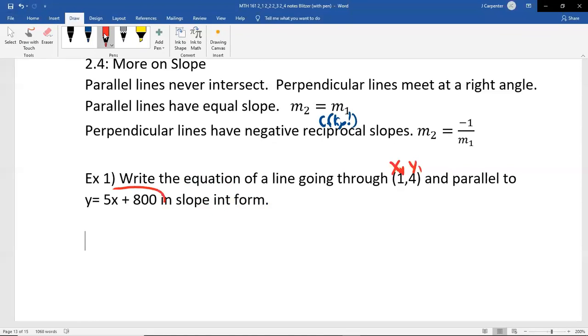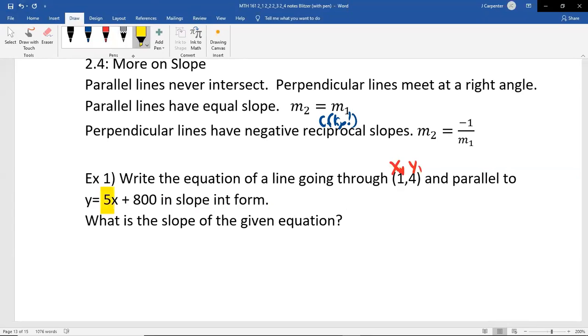Well, I gave you an equation. So this is just some random equation that we only care a little bit about. The little bit we care about is its slope. So we're going to say, what is the slope of the given equation? Well, it's solved for y, which says the number in front of the x should be the slope. If it's not solved for y, guess what you do? That's right, you solve it for y. So the slope of the line we need is 5.